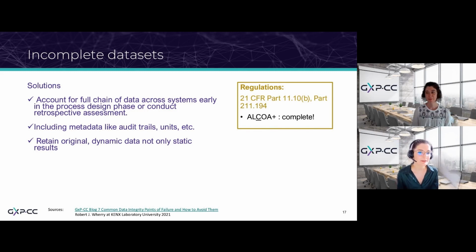So, going to solutions. What can you do in your lab to avoid such a situation? As I said, be accountable for the full chain of data across systems early on in the process, or conduct a retrospective assessment sooner rather than later, so you avoid these kinds of findings during an inspection. And of course, you can always find resourceful help in the regulations, Part 11 and Part 211. As per this regulation, labs should follow the ALCOA principles. Mainly, your data set must be complete and include metadata like audit trails, units, etc., and not only have static results, but also dynamic data. And of course, they should be original.